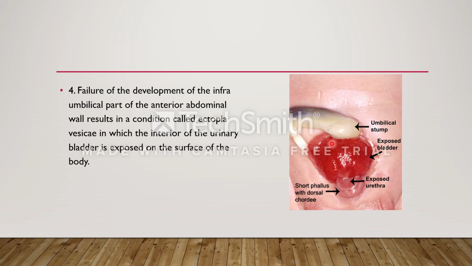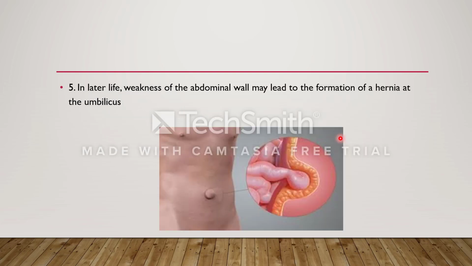Sometimes there is failure of development of the infra-umbilical part of the anterior abdominal wall. See here, this is the umbilicus, and the anterior abdominal wall below the umbilicus has not been formed properly, which results in ectopia vesicae. Ectopia means a structure is not present in its normal location, and vesicae is a word used for the urinary bladder. So ectopia vesicae is a condition in which the urinary bladder is exposed outside the skin, on the surface of the body below the umbilicus. This is named ectopia vesicae.